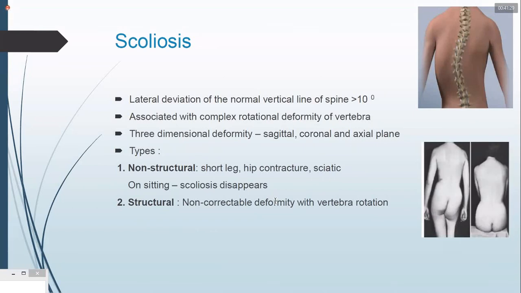Okay, and now coming to scoliosis. Scoliosis, as seen in this picture, is a lateral deviation of the vertebra. The normal vertebral spine is vertical, with less than 10 degrees of deviation. So if there is more than 10 degrees of lateral deviation, we call it scoliosis, associated with complex rotational deformity of the vertebra. Actually, this is a three-dimensional deformity. It's not only lateral deviation; the vertebral body also gets rotation, and there is a deformity in the sagittal, coronal, as well as axial plane.